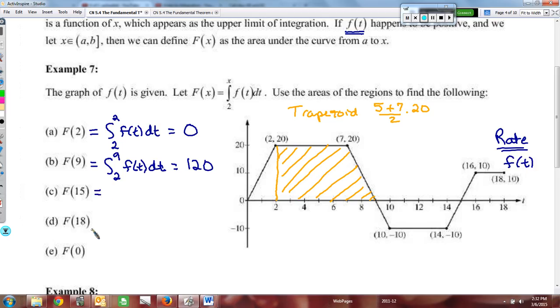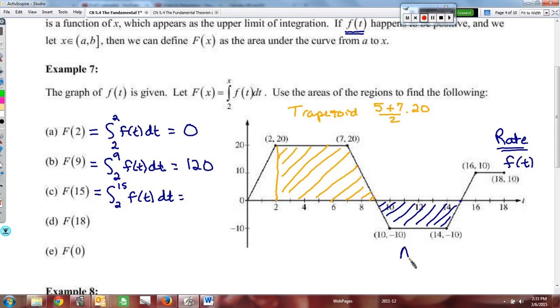If I take a look at capital F of 15, now they're asking me to calculate the integral from 2 to 15 of f of t dt. So I'm taking the area I just calculated, and I am doing a definite integral, so now I'm losing in the next section. I'm going to 15, which is right here. So now I need to lose from the 120 that I was currently at. I'm going to lose this area.